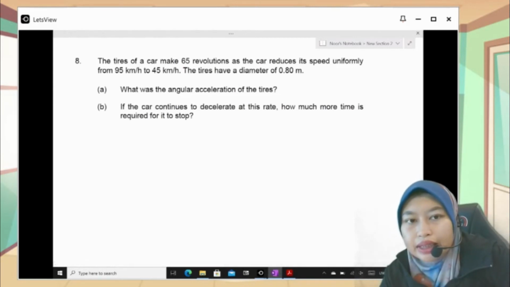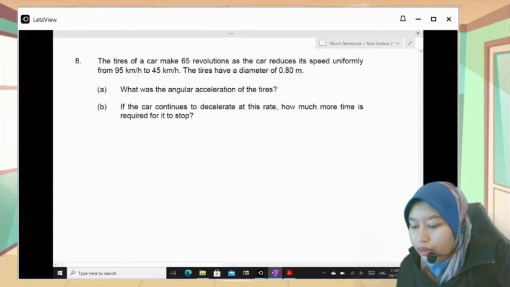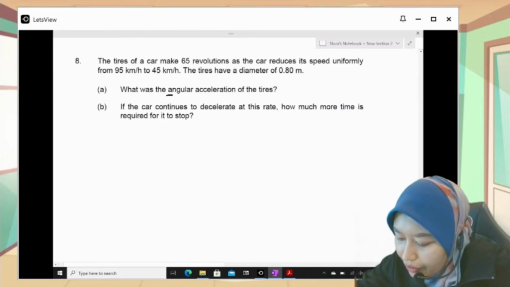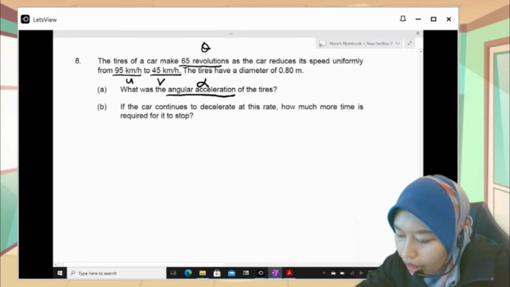Okay, so let's see number 8. The tires of a car make 65 revolutions as the car reduces its speed uniformly from 95 km per hour to 45 km per hour. The tires have a diameter of 0.8 meter. Okay, the question asks for angular acceleration. It gives us theta here, it gives us u, it gives us v, and the diameter.